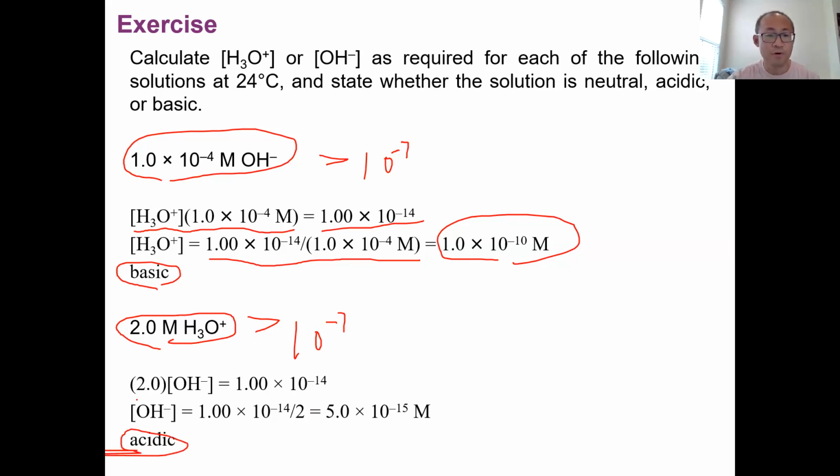And then the proton concentration multiplied by the hydroxide concentration equals the ion product of water, which is 1.0 times 10 to the negative 14th. Then I use the ion product of water divided by the proton concentration, and I get the hydroxide concentration, which is 5.0 times 10 to the negative 15 molar, which is very small because your proton concentration is very high. So in this case, proton concentration is much, much, much higher than the hydroxide concentration for this acidic solution.